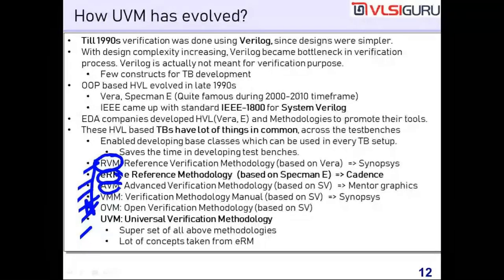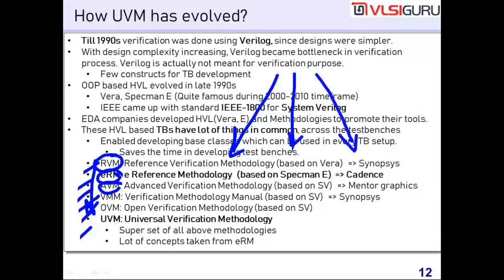See, the whole idea of methodology was what? To have a common set of steps that everyone can follow. Now what happened? Mentor was coming up with their own methodology. Cadence was coming up with their own methodology. Synopsys was coming up with their own methodology. So it was creating more of a problem, right? Because if a company is using this, for them to move to this, they have to learn again. For them to move to this, they have to learn this again.